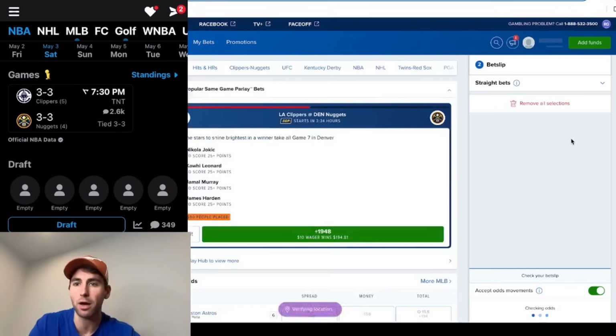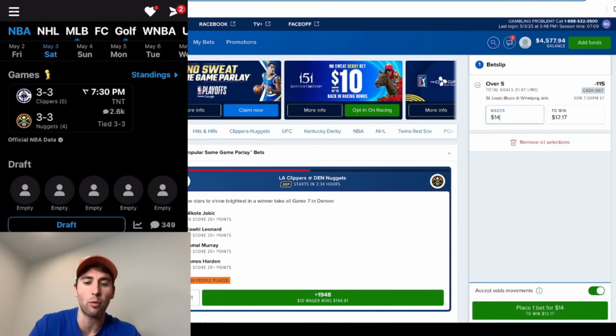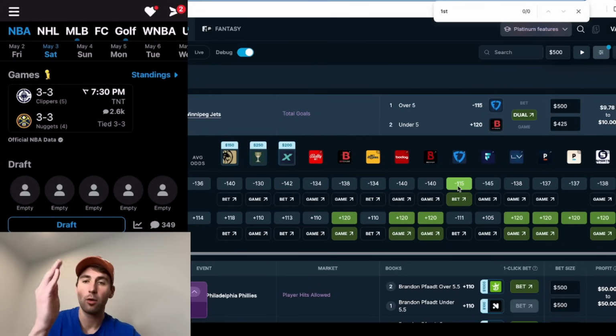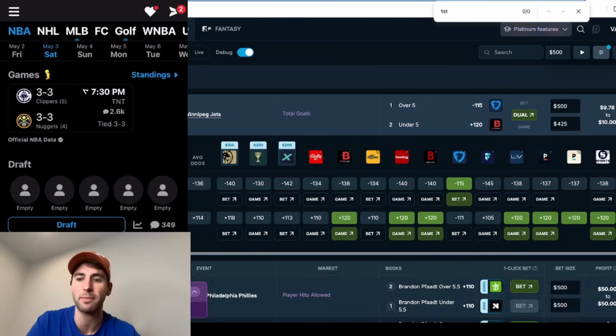So let's pull it up on FanDuel. Over 5 goals, minus 115. And let's see how much they let me bet. They're going to let me bet 143.75. And again, we know for a fact, either the over at minus 115 or the under at plus 120, one of these two bets has to be plus EV. We could even randomly flip a coin and just bet one side.